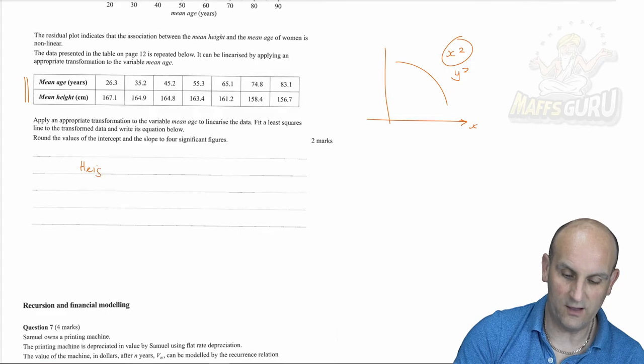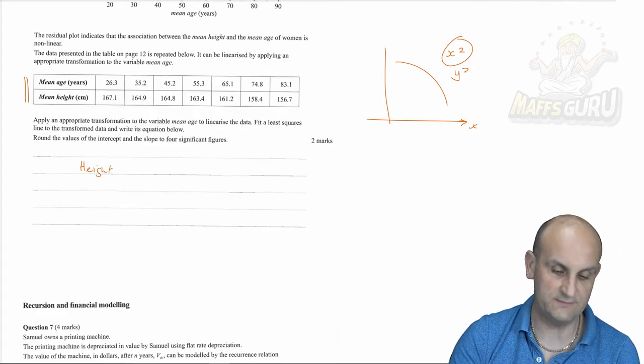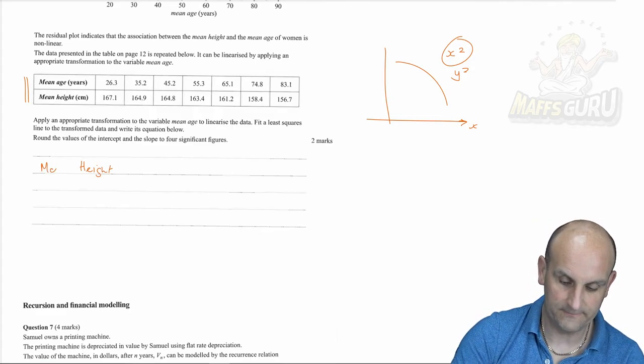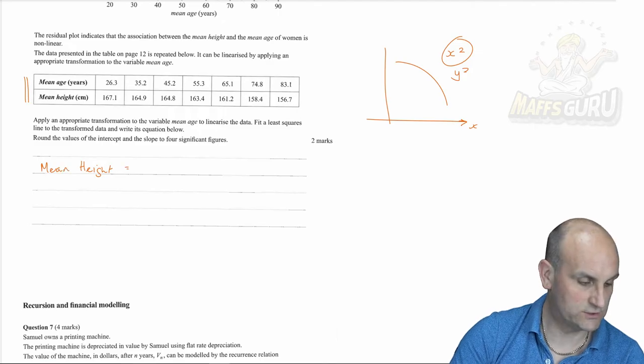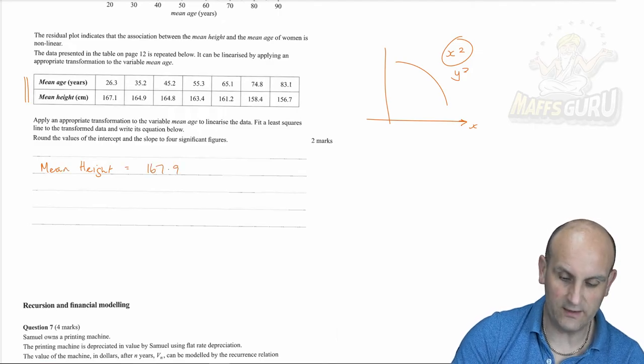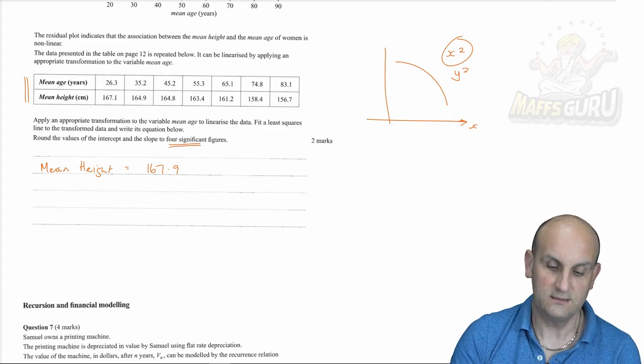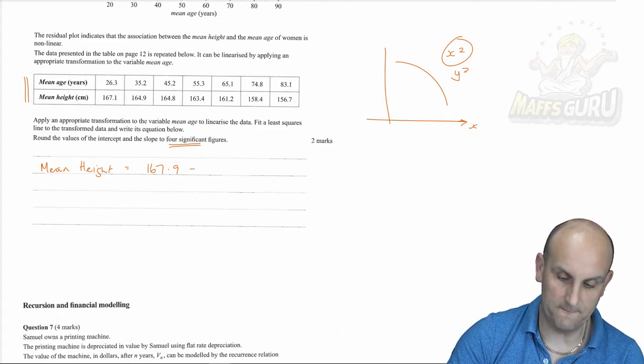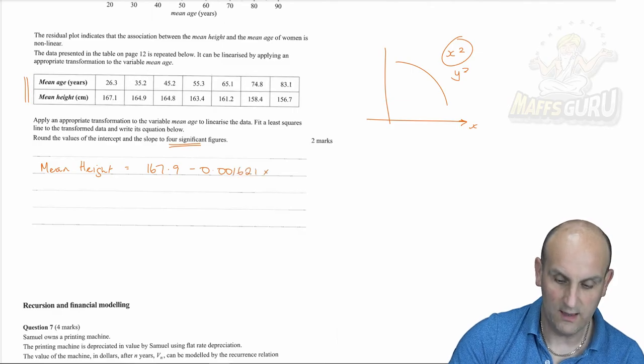Now, again, I put height. You have to put the variables. Yes, probably should put mean height. Let's just be correct. Mean height is equal to 167.9. Again, it wanted me to four significant figures in this one. Minus 0.001621 times my mean age in brackets and squared.